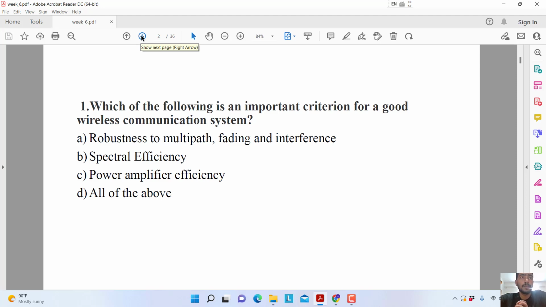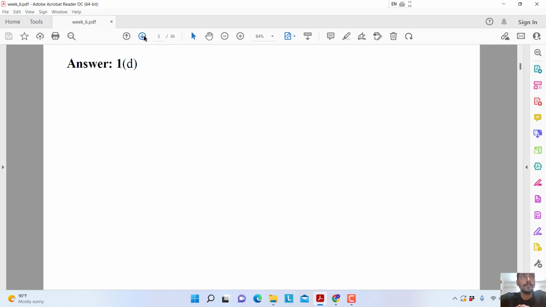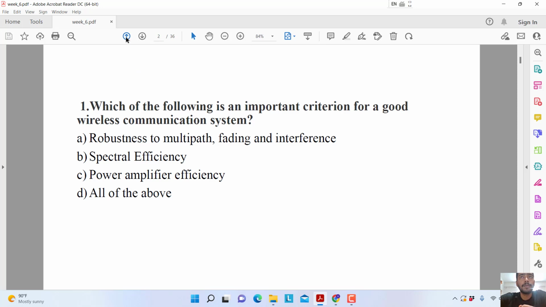Okay. So the right answer to this question is all of the above, because all these parameters are very important to make a good wireless communication system. The answer will be option D. Anyone who has a doubt can ask.